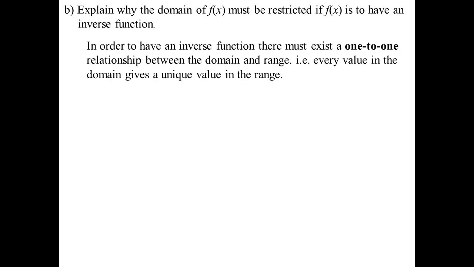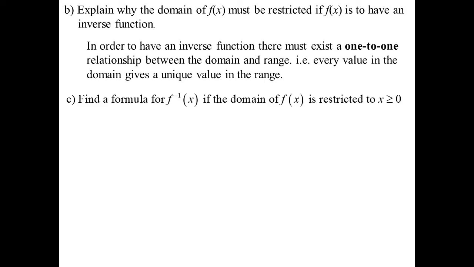Oh, you love these sorts of questions where you have to explain. Explain why the domain of function x must be restricted if function x is to have an inverse function. So what are they getting at? I wrote something like this. In order to have an inverse function, there must be a one-to-one relationship. In other words, every value in the domain gives a unique value in the range. That sort of thing they're looking for. I guess you could write, it has to satisfy the horizontal line test. There are all different ways you could explain why you need to restrict it.